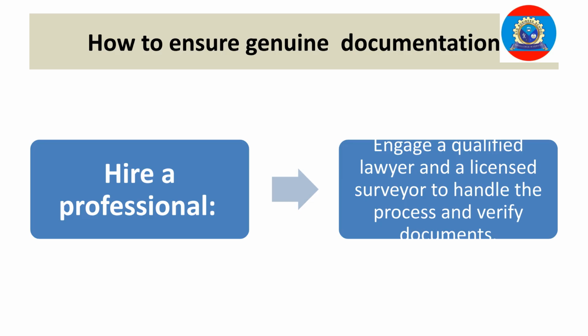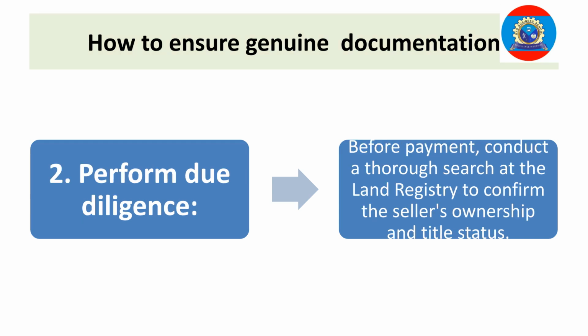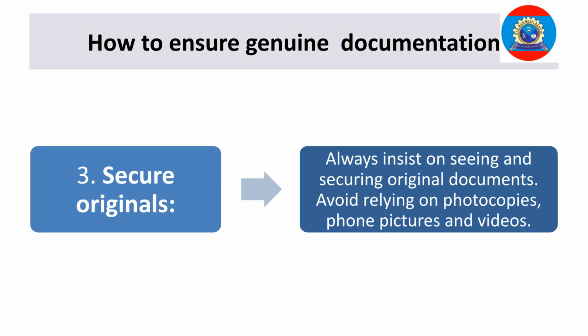To ensure genuine documentation, hire a professional. Engage a qualified lawyer and a licensed surveyor to manage the process and verify all documents. Perform due diligence before making any payment. Conduct a thorough search at the land registry to confirm the seller's ownership and the title status of the property. Always secure originals. Insist on seeing and securing original documents, avoiding reliance on photocopies, phone pictures, or videos.